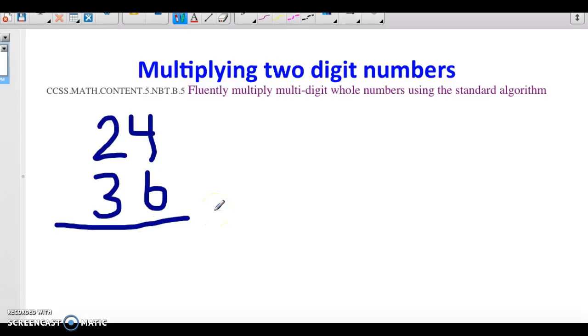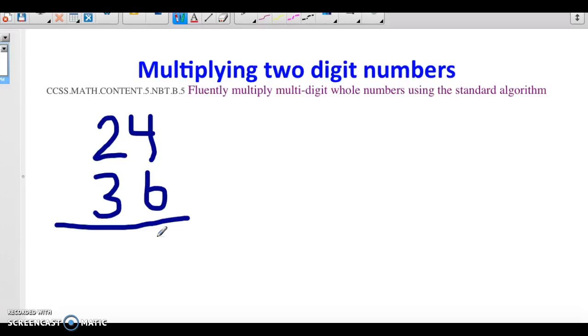All right, the next thing you're going to do is multiply the two numbers in the ones place. In this case, it's a 4 and a 6. So 4 times 6 is 24. This number is larger than 9, and only numbers 1 through 9 can be placed in the ones column down here. So for this to happen, I need to understand that 24 is 2 tens and 4 ones, and this number needs to be placed correctly.